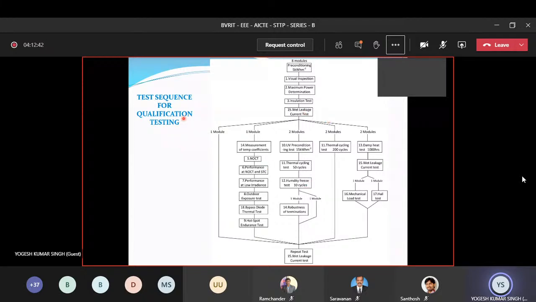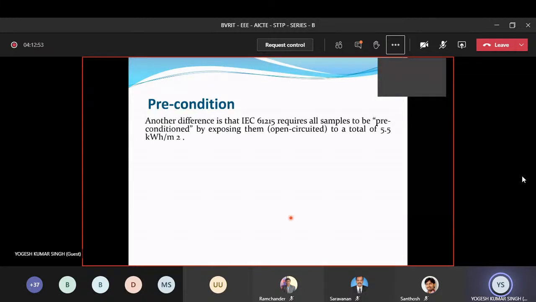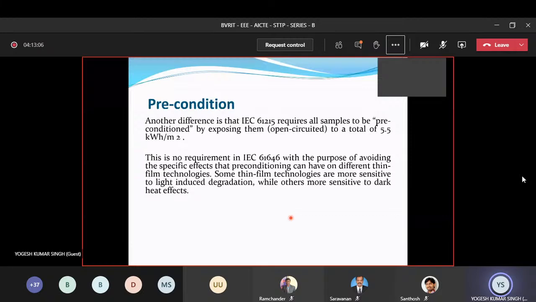Now we understand what the conditions are and how we will do it from this chart. So now we come to the first condition, the preconditioning. What is the meaning of preconditioning? Preconditioning means you put your module in an open circuit condition, and you put your module under around 5.5 kilowatt hour per meter square, and there is no other requirement. This requirement is only for the crystalline technology module. But for IEC 61646, the thin film module, no such things will be affected on the system.